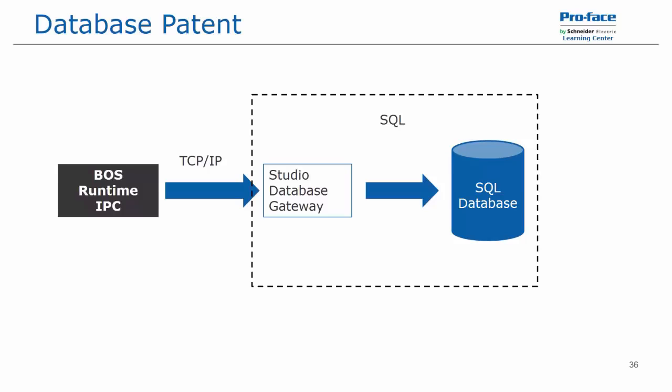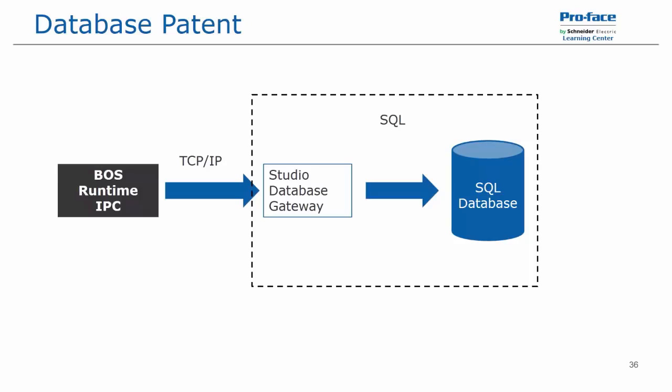So for example, we have the BOS runtime that communicates over TCP/IP to a standalone application, which is called the Studio Database Gateway, which comes pre-installed when you install Blue Open Studio. It runs when the runtime opens or when you run the application if you need to communicate to a database. And the Studio Database Gateway then communicates to the SQL database or any other relational database that you have configured.